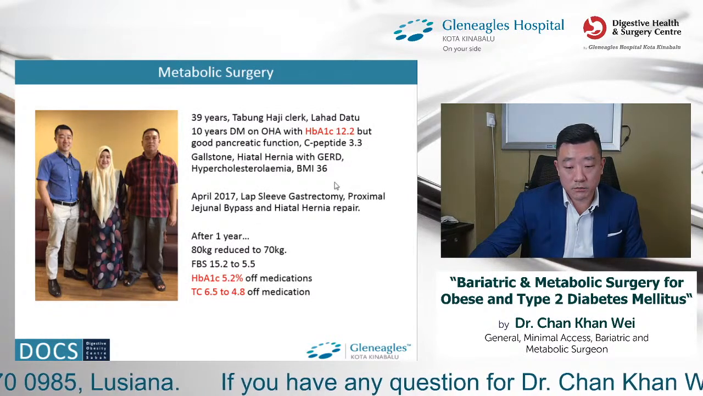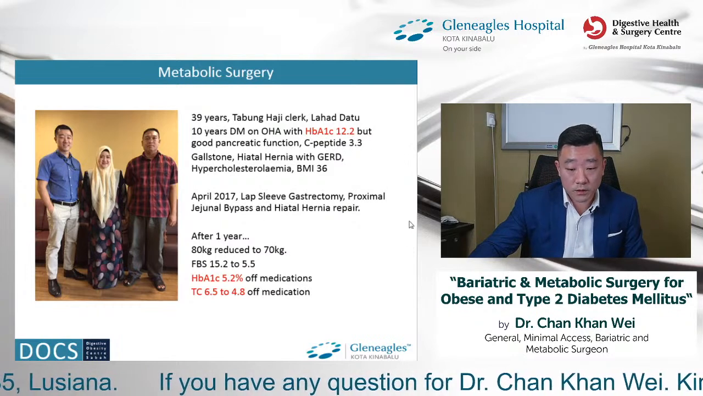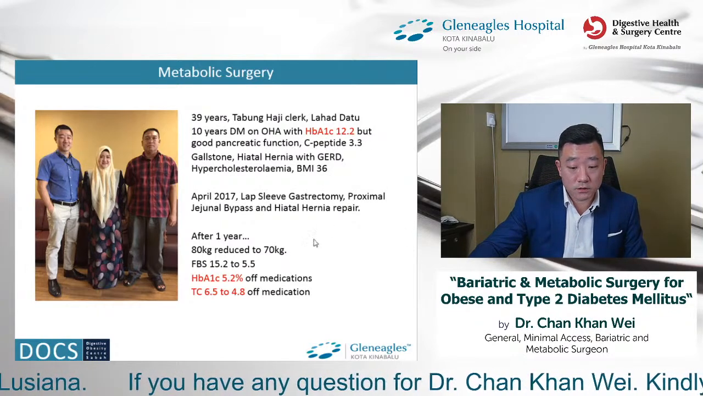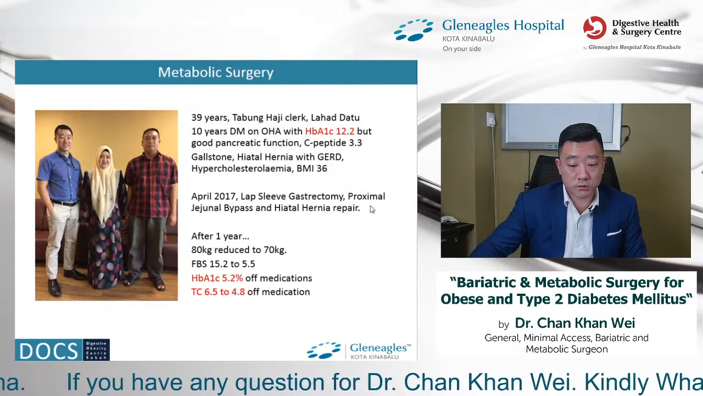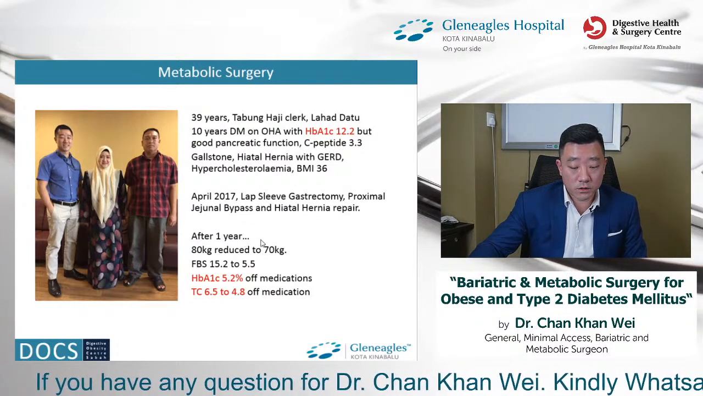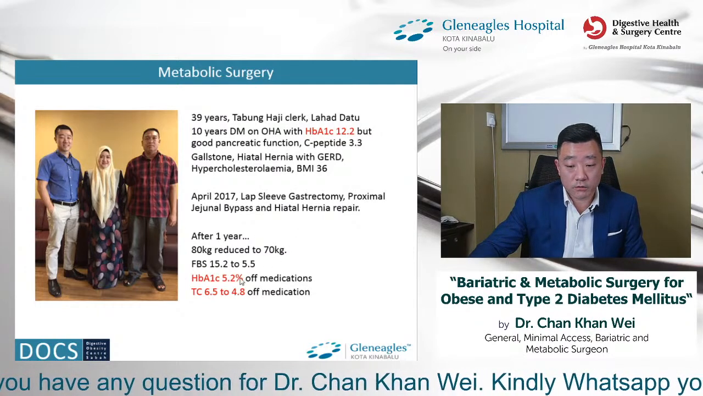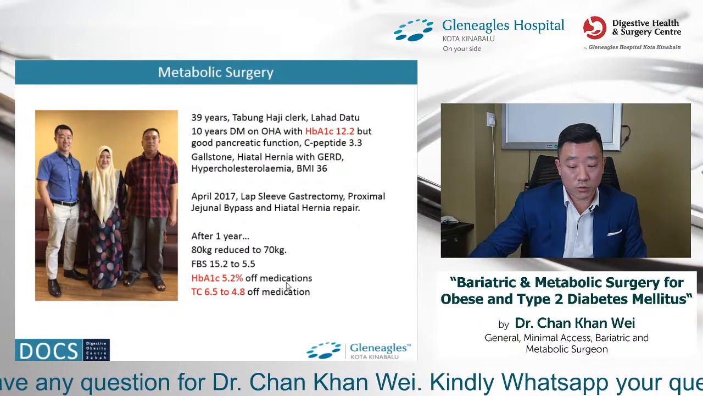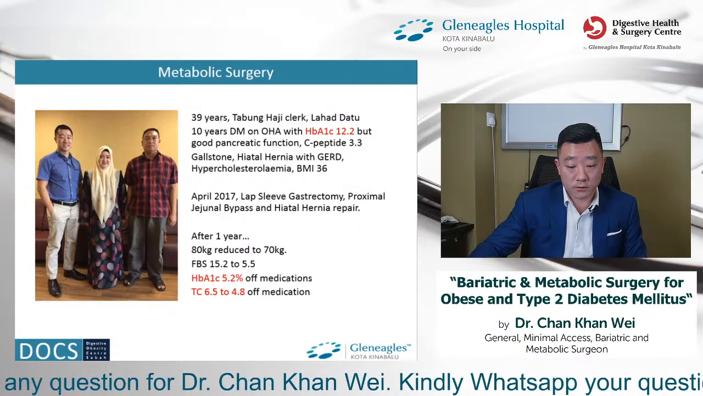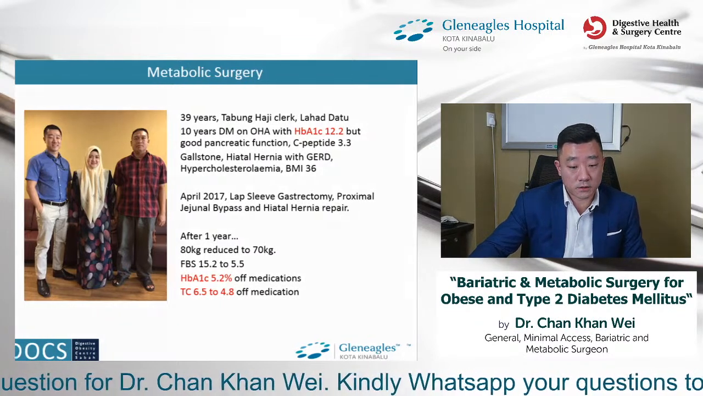This is one of our patients who was not heavy, a middle-aged lady, but her blood sugar was quite high, HbA1c of 12.2. Her BMI at that time was only 36. So we did a metabolic surgery of a sleeve gastrectomy with a proximal jejunal bypass. After 1 year, she only reduced 10 kilograms of weight. But the significant thing was, from an HbA1c of 12.2, it was reduced to 5 and above without any medication and still sustained so. It's been about 3 years plus now.